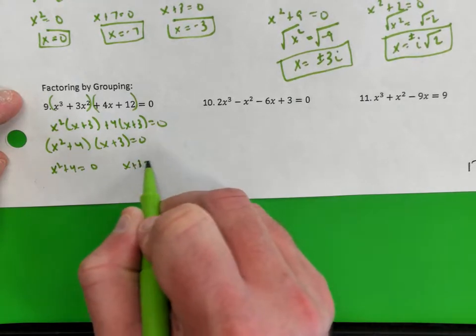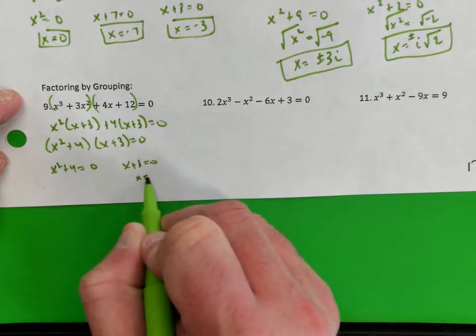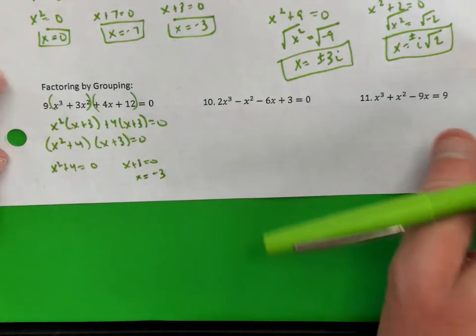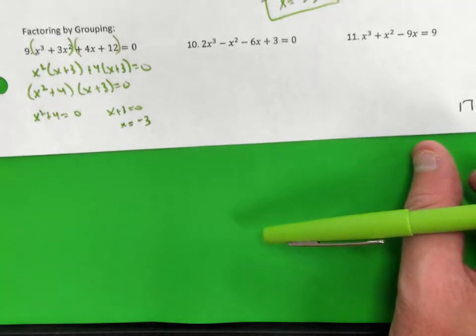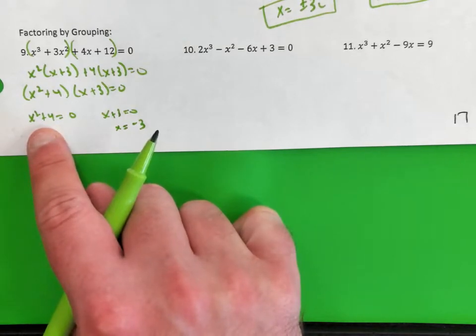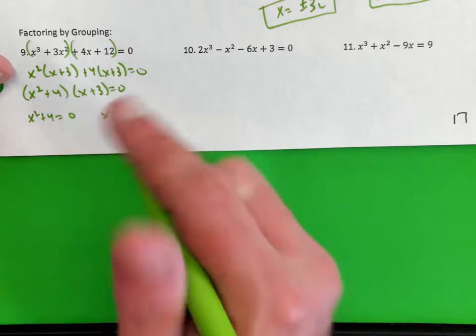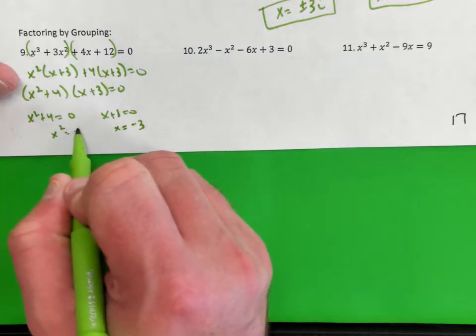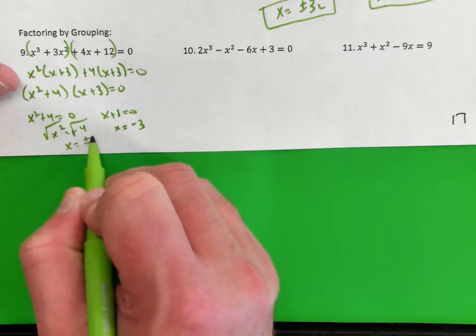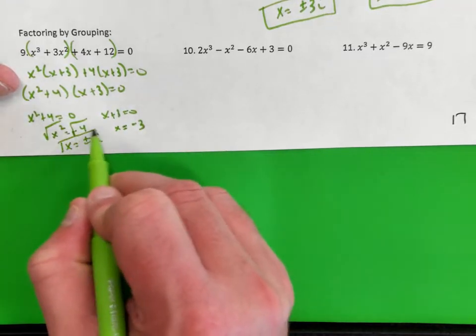Okay, thank you. Alright, so this x plus 3 equals 0. That would just be negative 3. That is not a difference of squares. You cannot factor that. Normally you would be forced to do quadratic, but we could do it the easy way. X squared equals negative 4. When you take the square root, x equals plus or minus 2i.